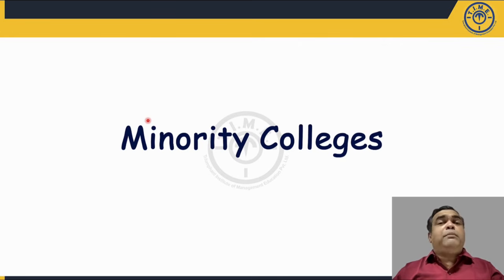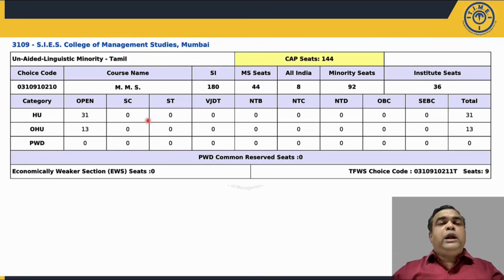Now, what are minority colleges and how is the seat distribution? What is the difference in that seat distribution there? Now, there are certain colleges where a certain number of seats are reserved for certain minorities. For example, SIS college has a linguistic minority, Tamil. So whoever comes under this category, for them half the seats are reserved.